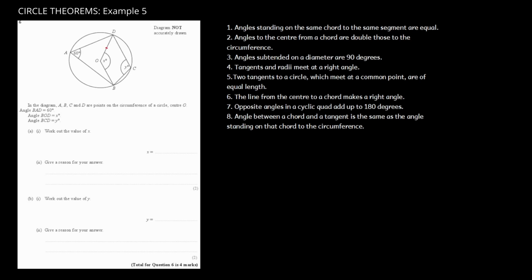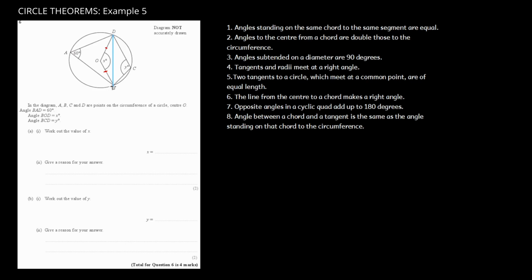I'm going to mark up the radii to remind me that that's a radius and that's a radius, and they are of equal length. And yet again, we've got a chord that's missing, which is this chord here, which is DB. Okay, now let's find out what they want us to do. Well, they need us to find the values of both x and y.